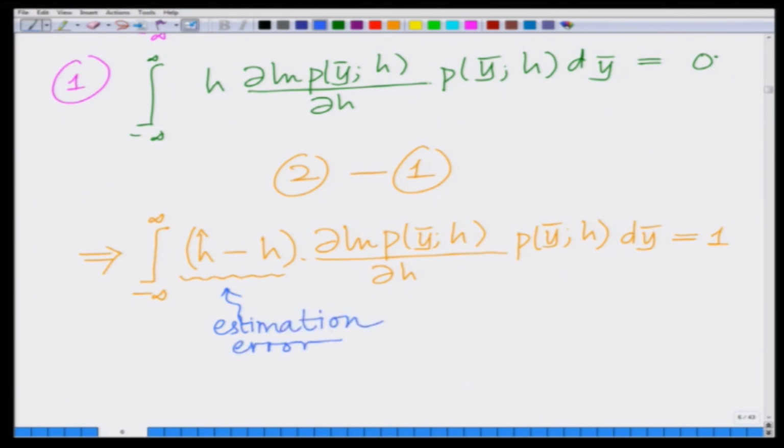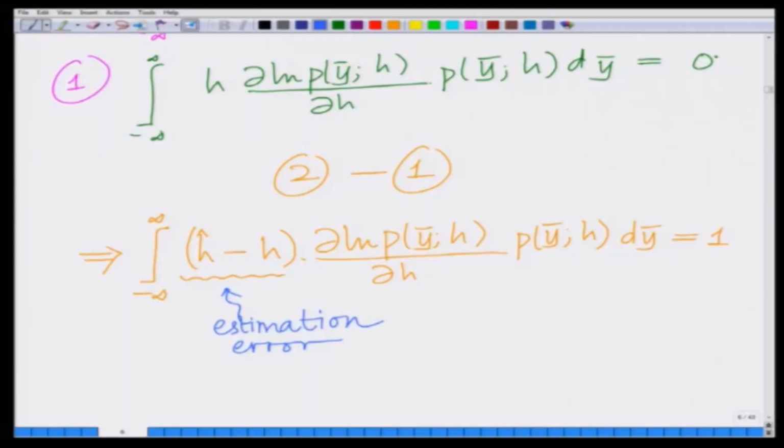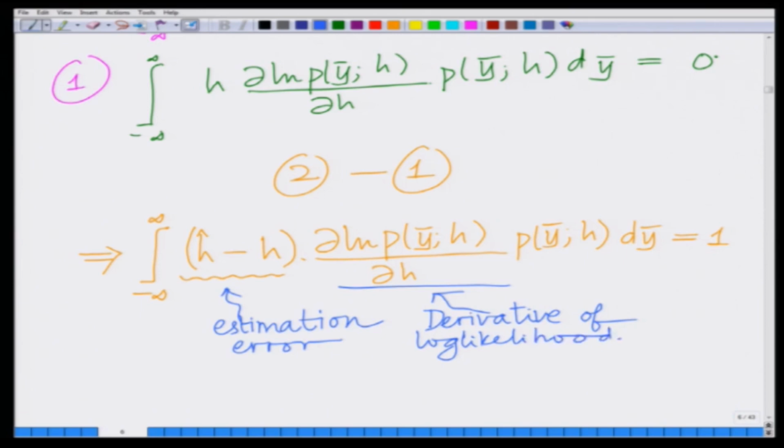So, what we have here is h hat minus h, which is the estimation error. We have derived an interesting result for the estimation error, and now if you look at this, this is the estimation error, and this is the derivative of the log likelihood.